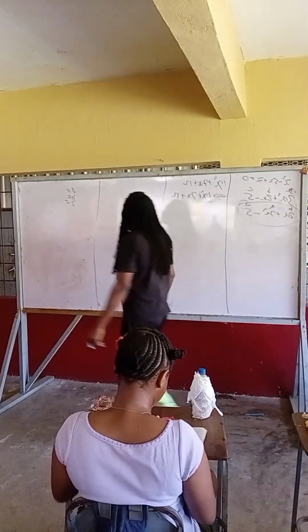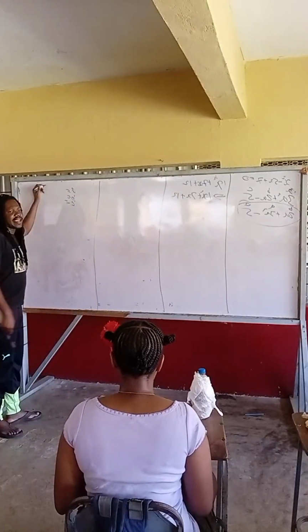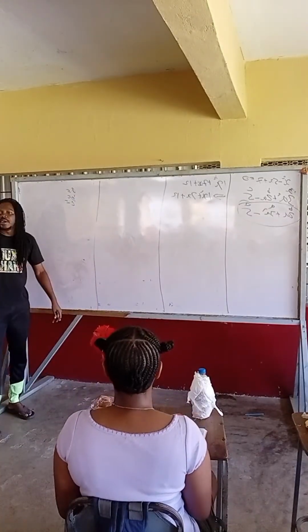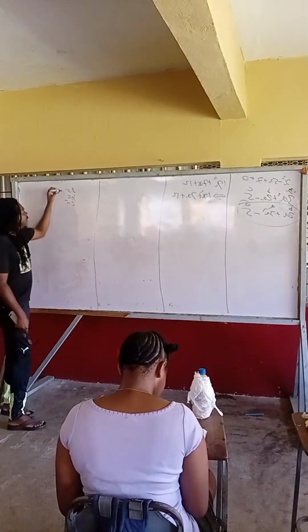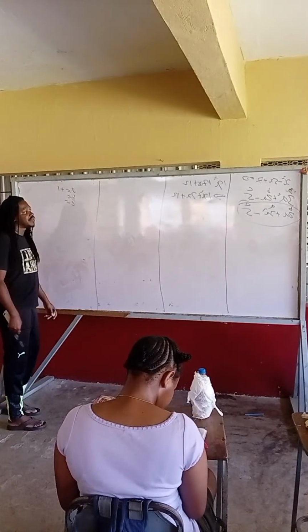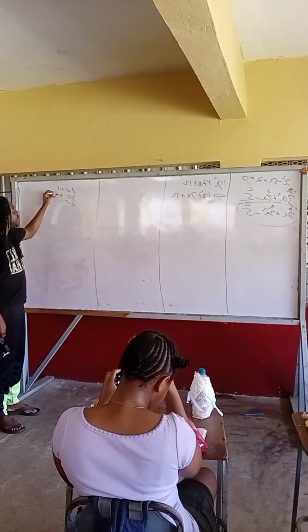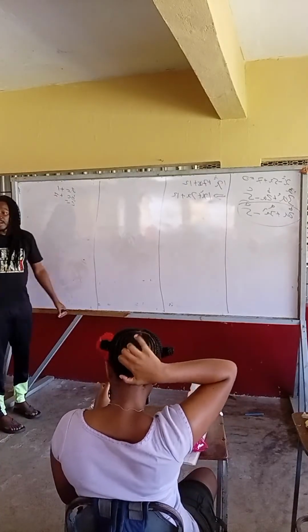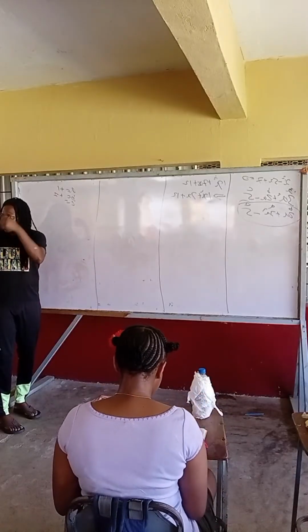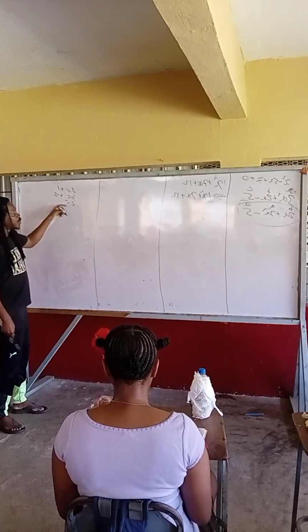So what is A? 1. What kind of 1? Positive. What's B? 7. What kind of 7? Positive. You'll see why this is important when we go to further examples. What's C?